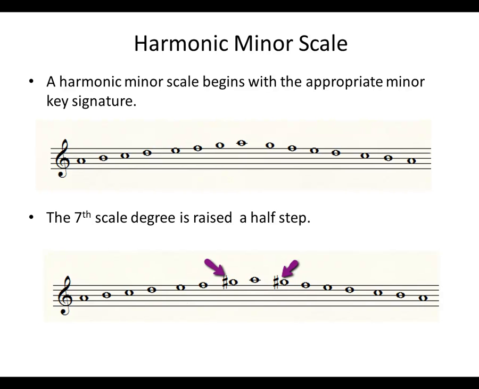The most distinctive characteristic about the harmonic minor scale is the interval between the 6th degree of the scale and the 7th degree of the scale. You'll notice that from F to G sharp is an augmented second. Sounds like this.